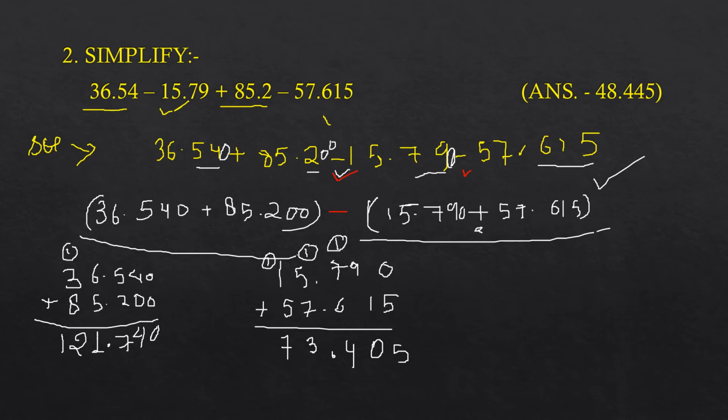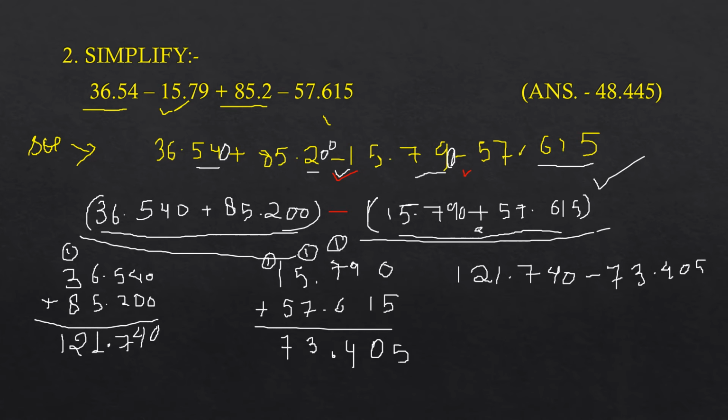Now in place of the first group, we can write 121.740. We are having a negative sign. Then in place of the second group, we can write 73.405. Alright, now we are having only number 1 and 2. Now we just have to subtract them and we will get the answer then. So let's subtract them.